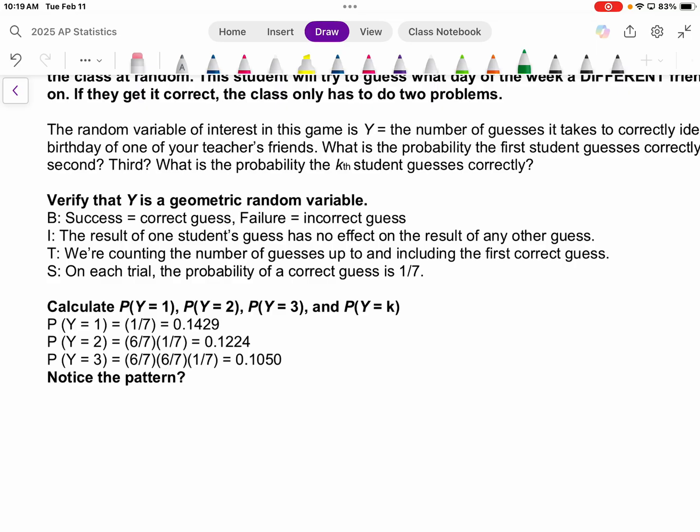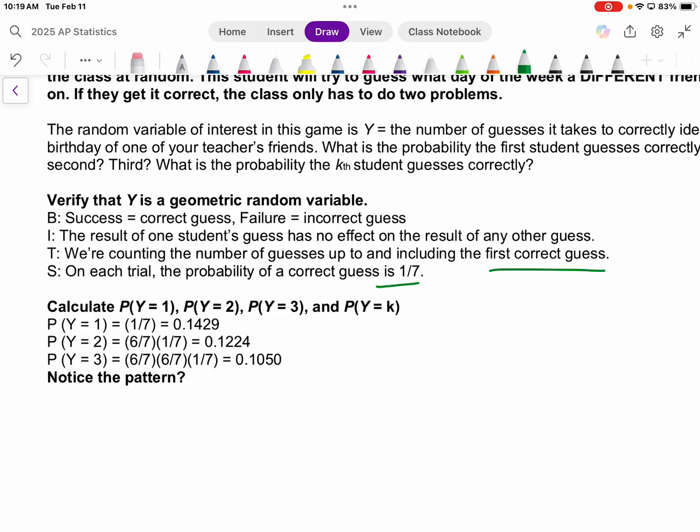Because if it was the same friend over and over again, we went from 1 out of 7 to 1 out of 6 to 1 out of 5. The probability of success changes if we stay with the one friend. So that's why it talked about a different friend in this situation. That way it's still a 1 out of 7 success probability each time. T, we're counting the number of guesses until we get the first correct guess. And on each trial, the probability of a correct guess is 1/7. And that's what changing friends did.